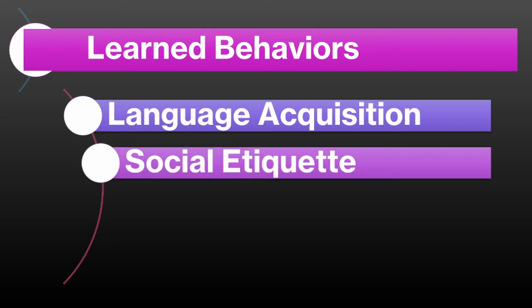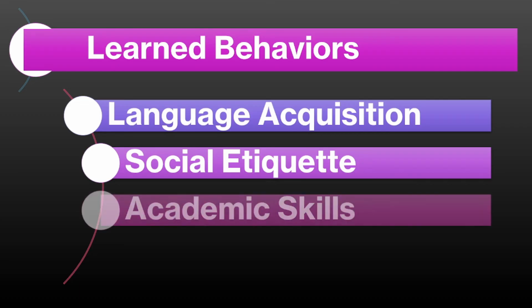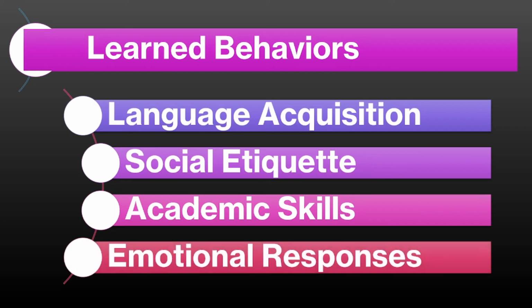Social etiquette. Another example is learning manners. Children learn to say please and thank you by observing and mimicking adults in their lives. This learning process involves repeated practice and reinforcement from parents and teachers. Academic skills. Think about how students acquire academic skills like reading and math. These skills are learned through education and practice, not inherited at birth. Students need to be taught and guided through these concepts.